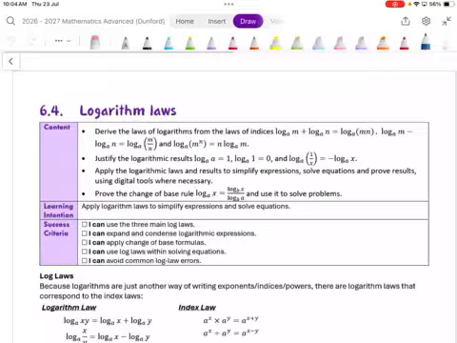What we are looking at today is logarithm laws. So yesterday and the day before we looked at what logs are and how they are the inverse operation of exponential functions. What we're looking at today is logarithm laws. Because logarithms are just another way of writing exponentials, which are indices or powers, there are logarithm laws that correspond to our index laws.